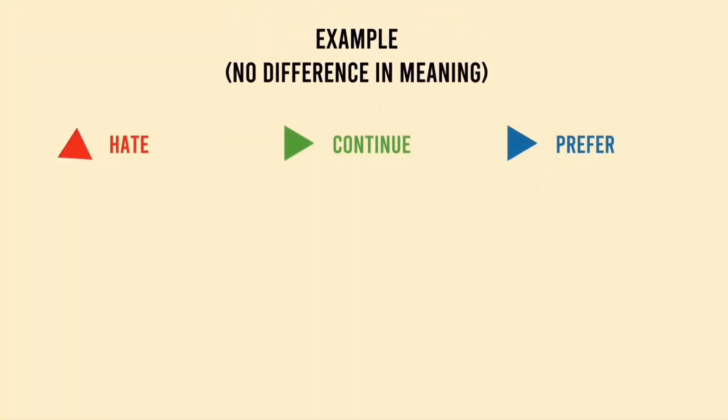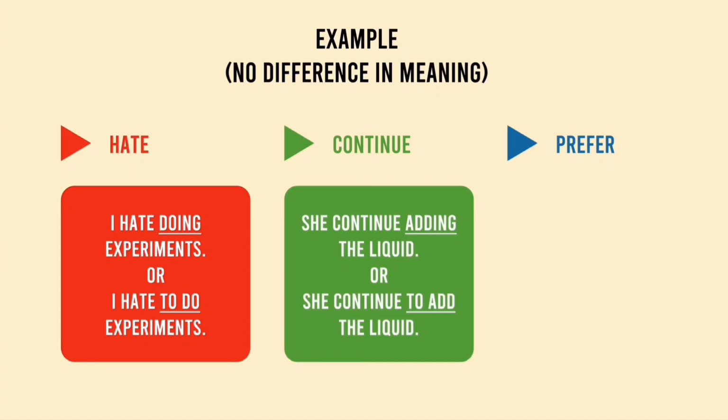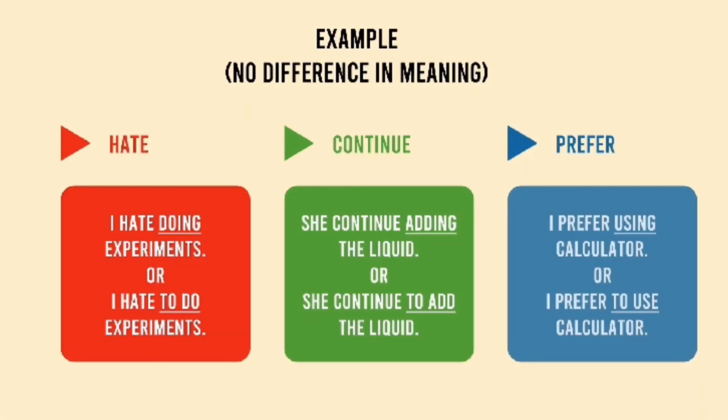This is the case of hate. I hate doing experiments or I hate to do experiments. Other examples are continue and prefer. These verbs use ing and to infinitive and both are perfectly fine.